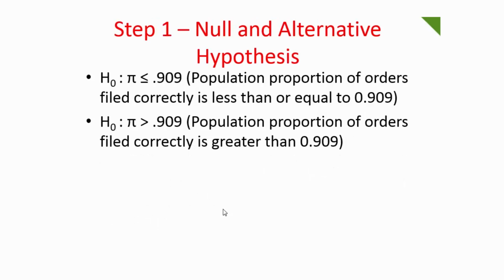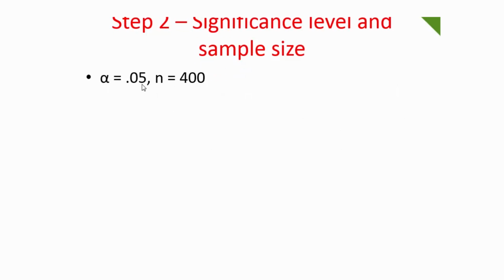So here's our null and alternative. Pi is less than or equal to 0.909. That's population proportion of orders filled correctly is less than or equal to that. The alternative is the proportion is greater than that amount. Alpha is 0.01. Sample size is n equals 400.